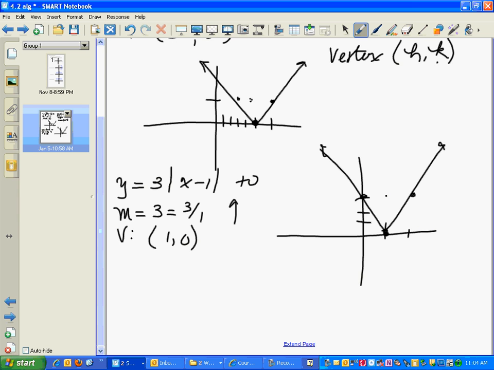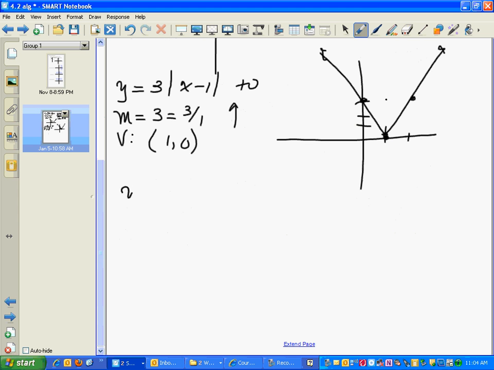All right, so what's the last one say? Y equals what? Okay, so you try this one. Put this information down, and then try graphing it. Tell me the slope. Tell me the vertex. Tell me the direction.